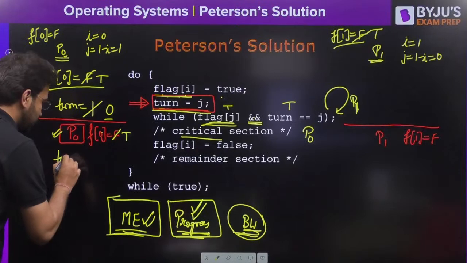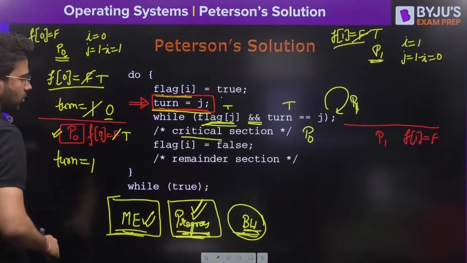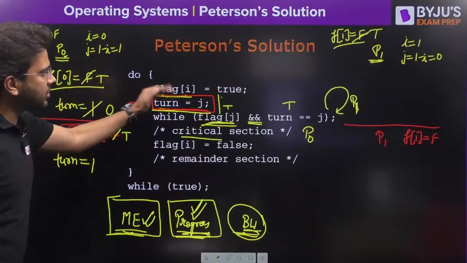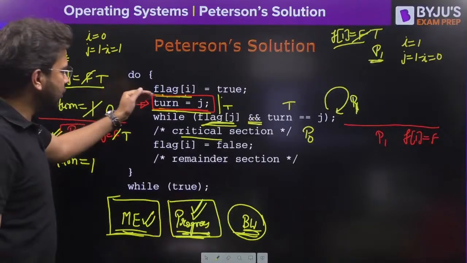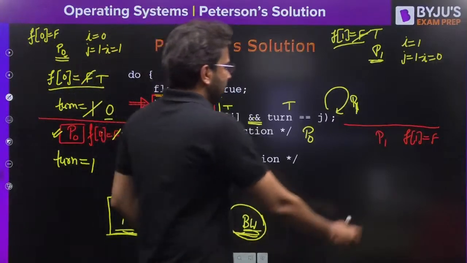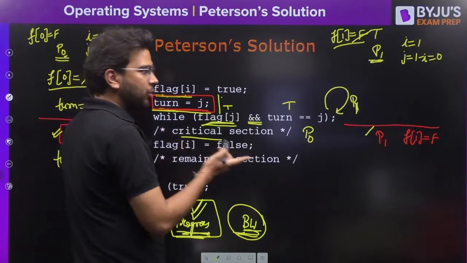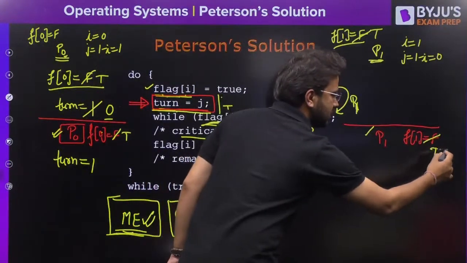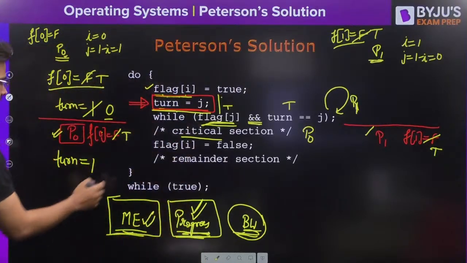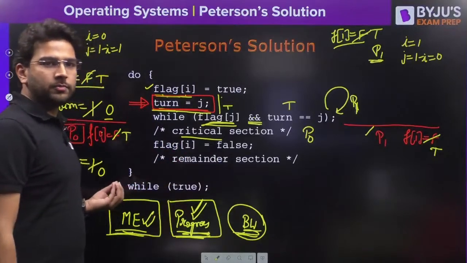Let's say P0 is executing this statement, turn is equal to j. For P0, j value is 1, turn is equal to 1. Now, let's say P0 got preempted just after executing this second statement. Fine. Now let's come back to this P1 process. Let's say it is also interested. So flag of i is equal to true. It is going to show its interest. Fine. Turn is equal to j. Okay, so for P1, j value will be 0, so turn value will be 0.